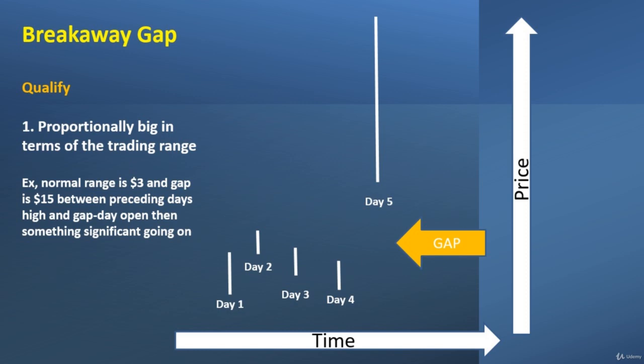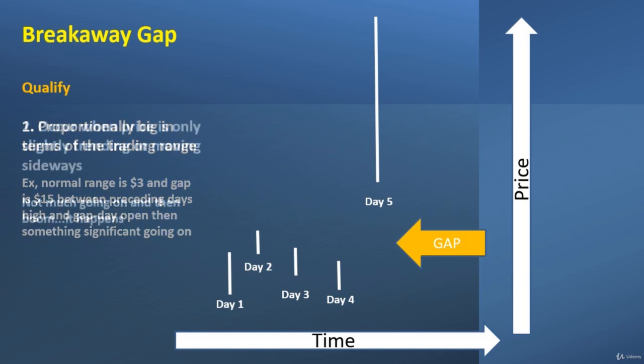Again, we have to wait till the end of the day to really confirm that it's a gap, that it doesn't come down in price like in this example and just overlap, and then we don't have a gap at all. Well, if we look at this, we have this proportionally big in terms of the trading range. There's a big jump up in terms of what was going on before, between days 4 and 5, and you can see the preceding days kind of confirm that as well.